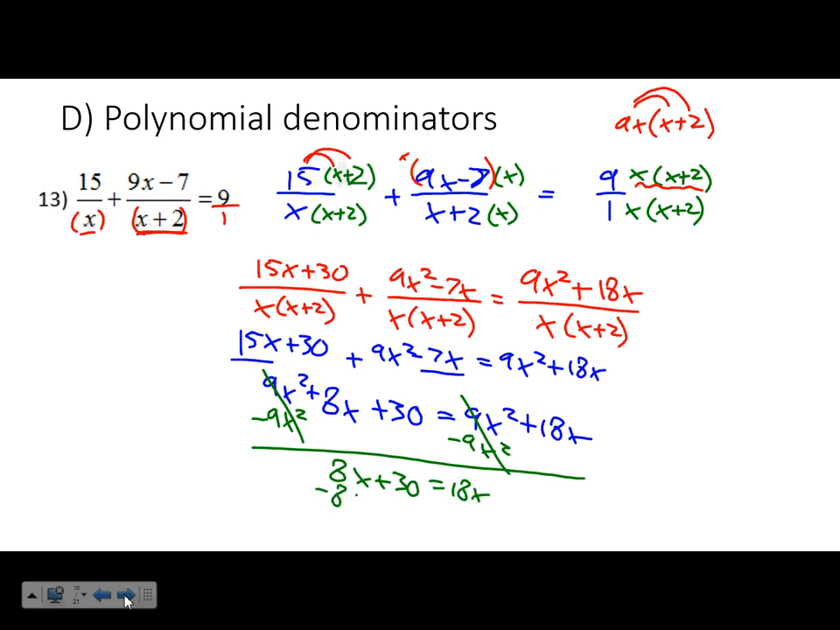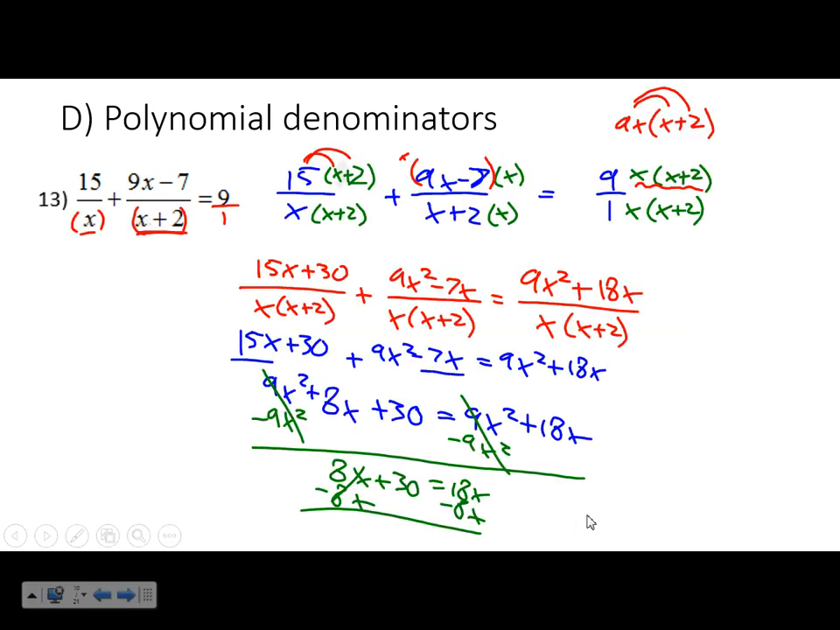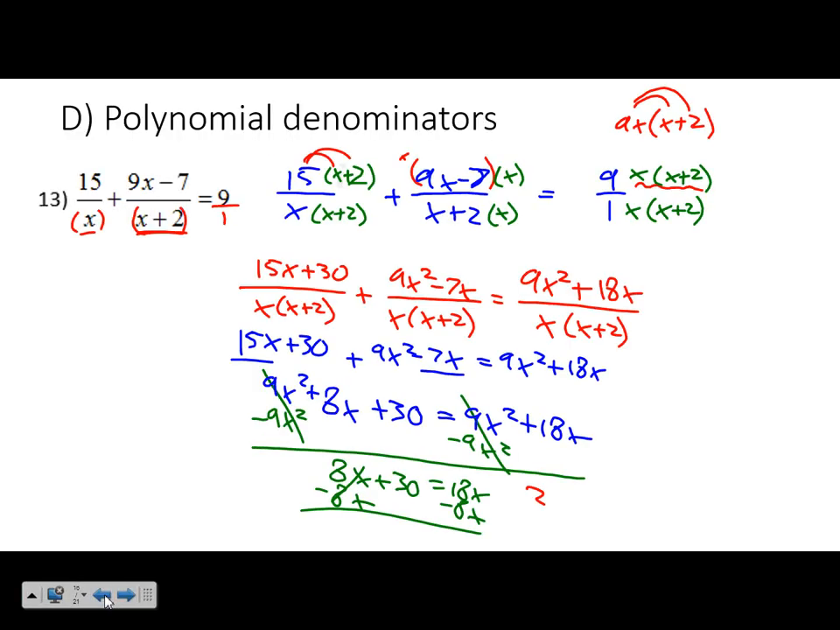I'm going to subtract 8x from both sides. Running out of room here. We have 30, do that in red. That's not what I wanted. Sorry. 30 is equal to 10x. Divide by 10. So x is equal to 3. Again, you might want to plug it back in to check, but 3 is fine. That will work for all of them.